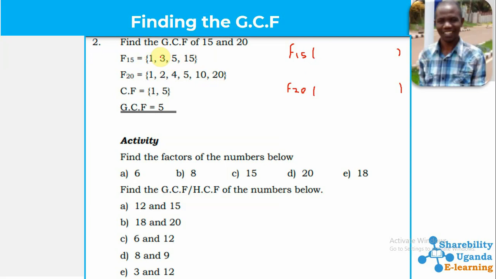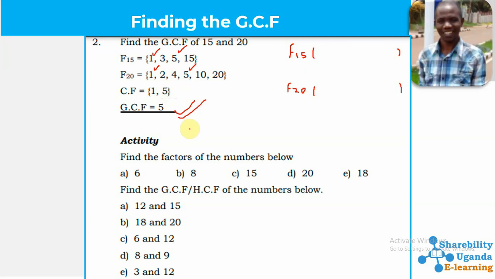Then they are able to pick out the what? The common factors, okay? Common factors, 5, okay, we have 5 here, so I have 5 here. The common factors now were 1 and 5. So which one is the greatest among the common factors that we have got? We found out that the greatest, the one which is bigger, we have a 5, which is our greatest common factor.